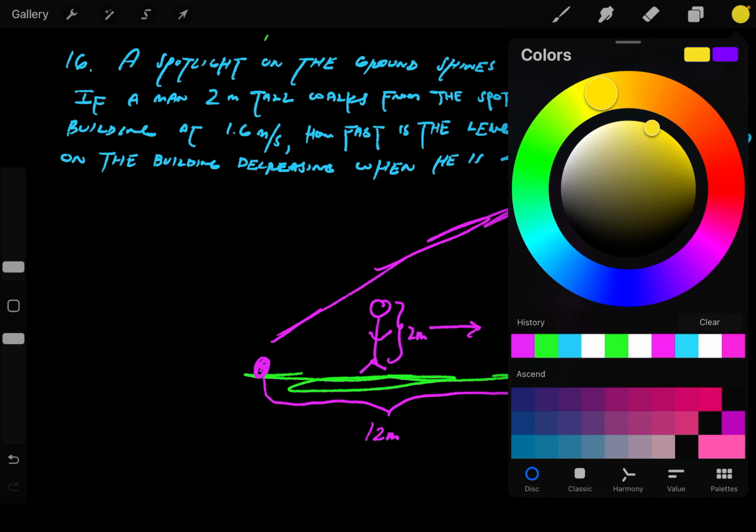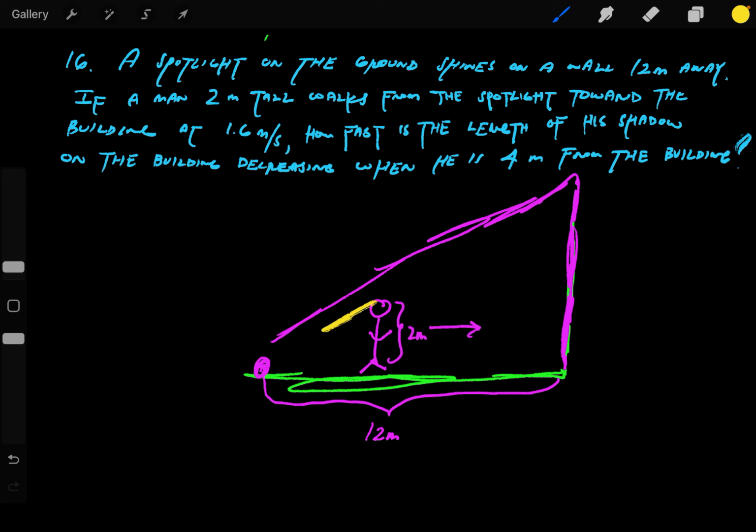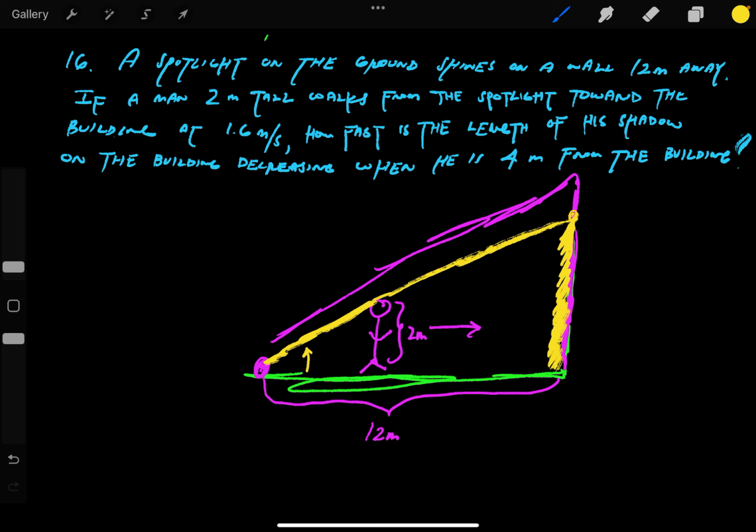So we have to imagine what his shadow is going to look like. Here the light hits the top of his head, and he's going to be casting a shadow that I'm going to draw in the same color right here. So here's his shadow, right? Now as he walks, this angle here is going to decrease, which is going to decrease the length of his shadow as he moves along here. Now this one's tricky.